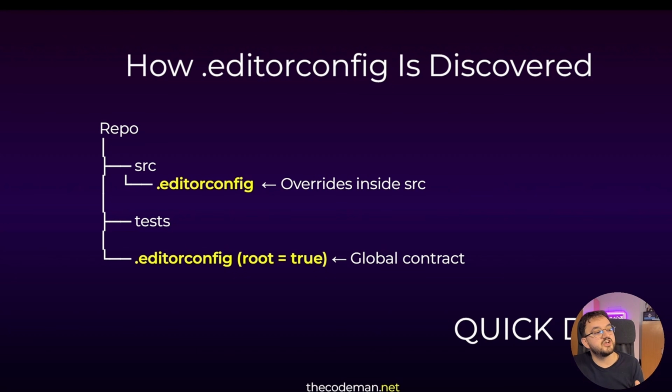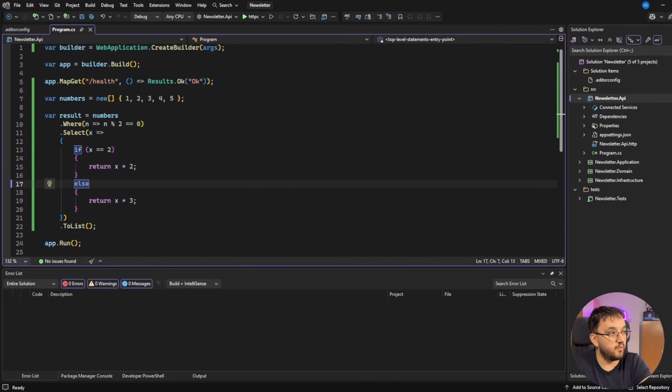Generated code is often huge, noisy, and not meant to be hand edited. If you apply strict rules to generated output, you create constant churn and meaningless warnings. Let's see that in action. As you already know, we have an EditorConfig file on the solution level, and as we saw from the slides, we can create an EditorConfig, for example, in the newsletter API specific folder.